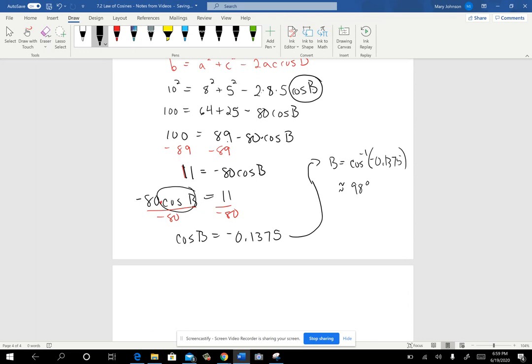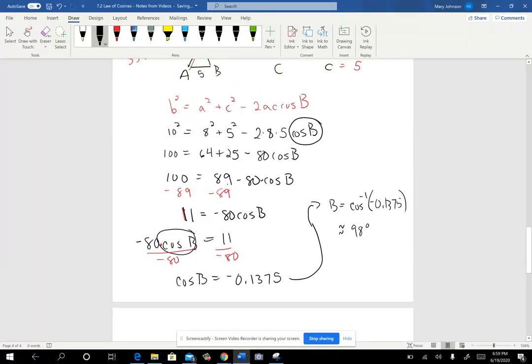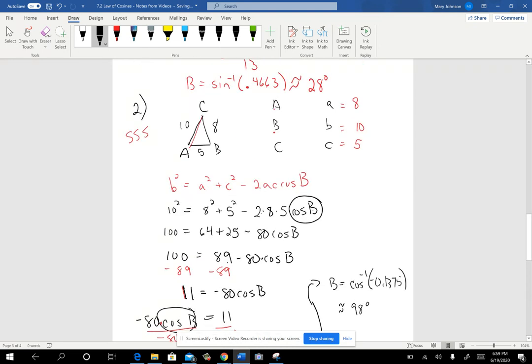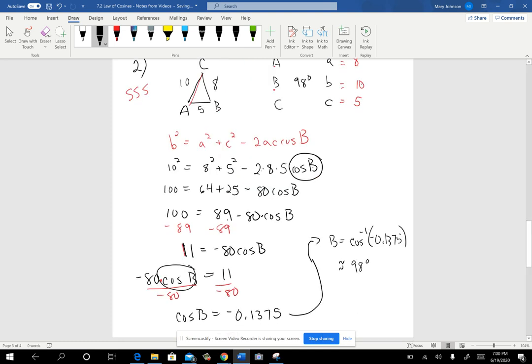All right, now here's the deal. Let's look back at what we just found and what else we have left to find. Okay, that's angle B. So I know that's 98 degrees. See how now I have 3 out of the 4 parts I would need to use the law of sines. And since I got the biggest angle out of the way, I know these other 2 angles are going to be acute. So it'll be a really straightforward use of the law of sines. So that's what I'm going to do now.